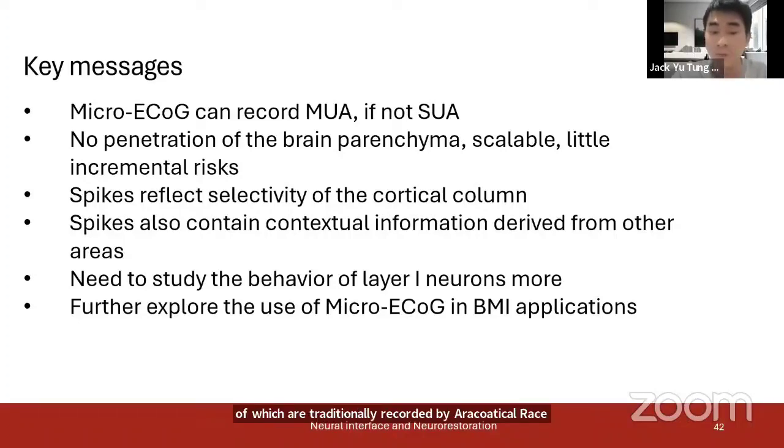Layer 1 neurons convey information derived from other brain areas as well, which we know, but there is nonetheless a need for more studies into these areas in the future. And finally, micro-ECOG technology can potentially lead to new applications in BMI by enabling recording of neuron-level activities over a wide area of the brain that may not be feasible or safe to do with penetrating arrays, due to the need to disrupt the brain tissue and the cumulative risk of injury with that approach.